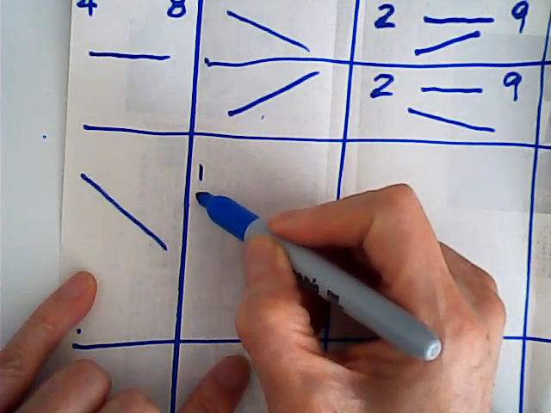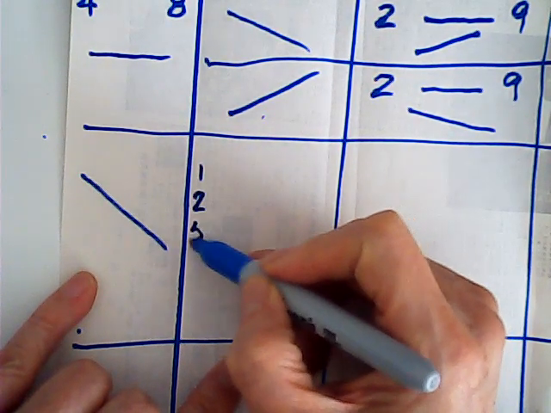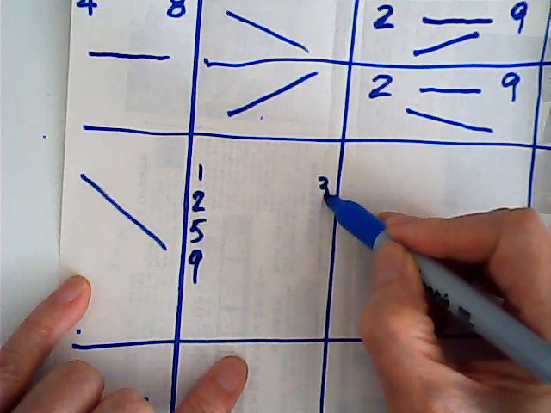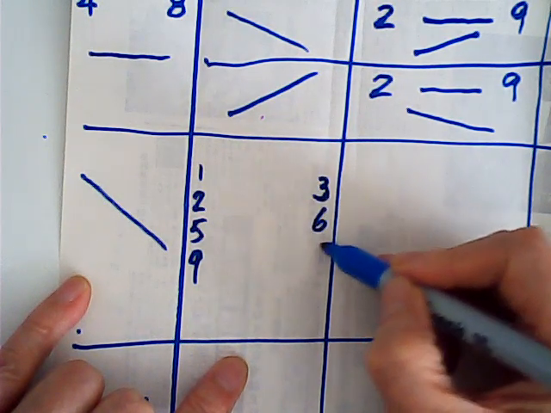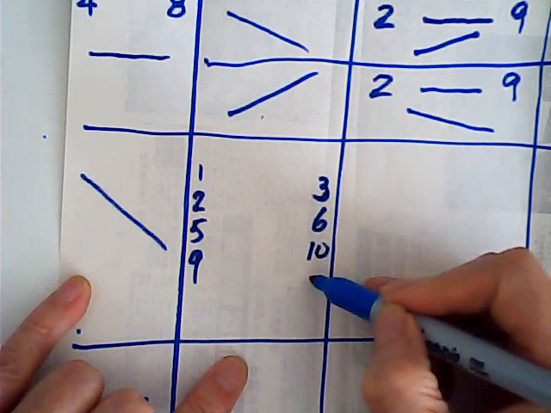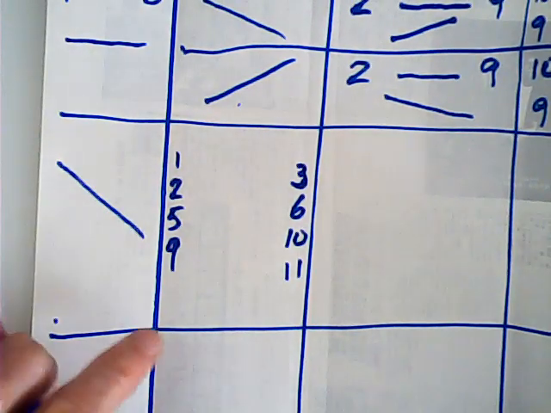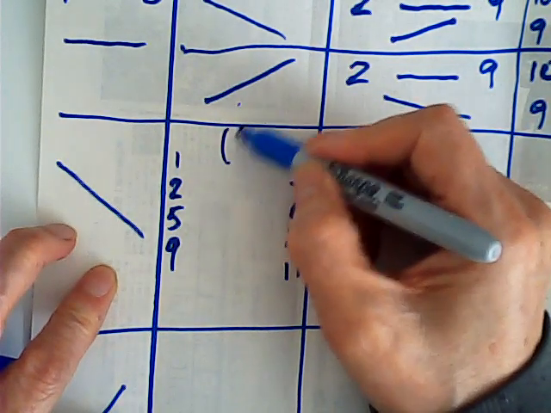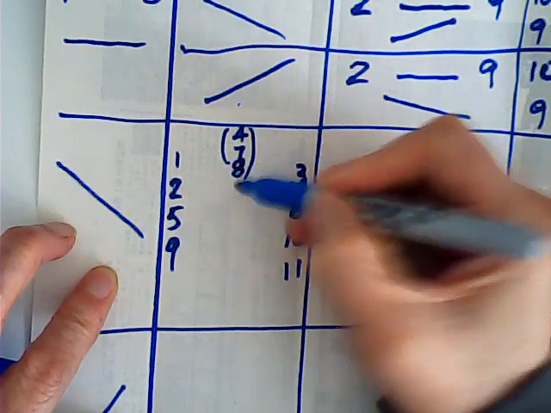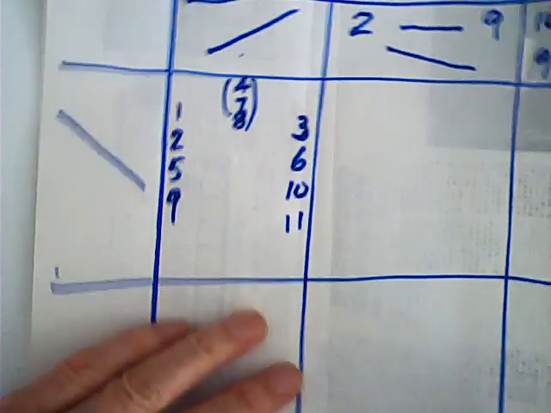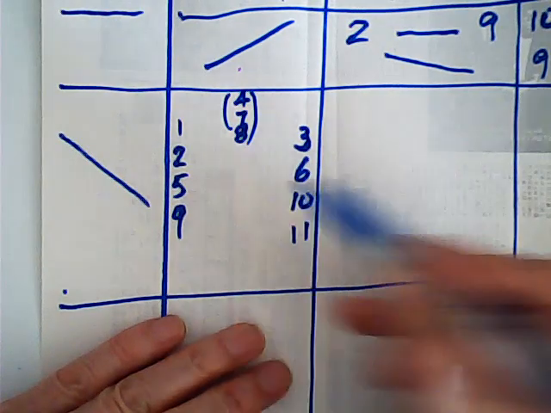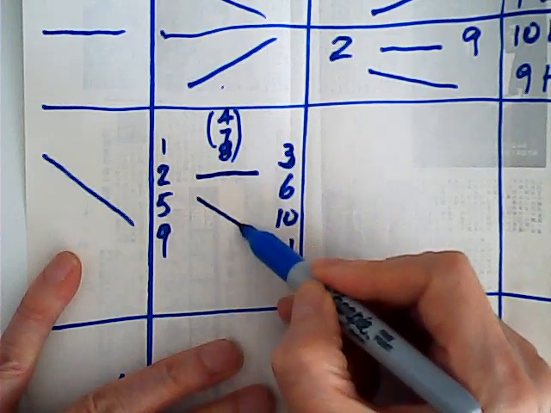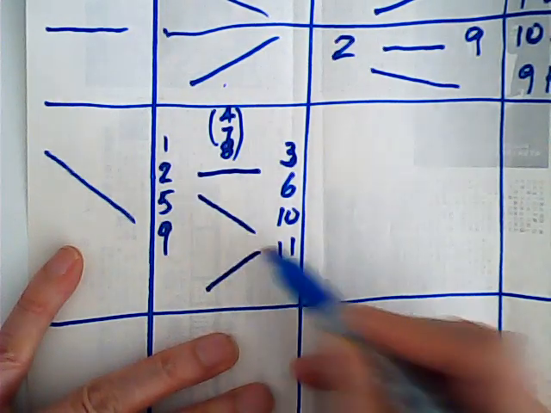I put 1, 2, 5, 9 on one side, and 3, 6, 10, and 11 on the other side, and I leave 4, 7, 8 aside. Okay. Now it has 3 possibilities, right? They could be balanced, or the balance shows this way, or the balance shows this way.